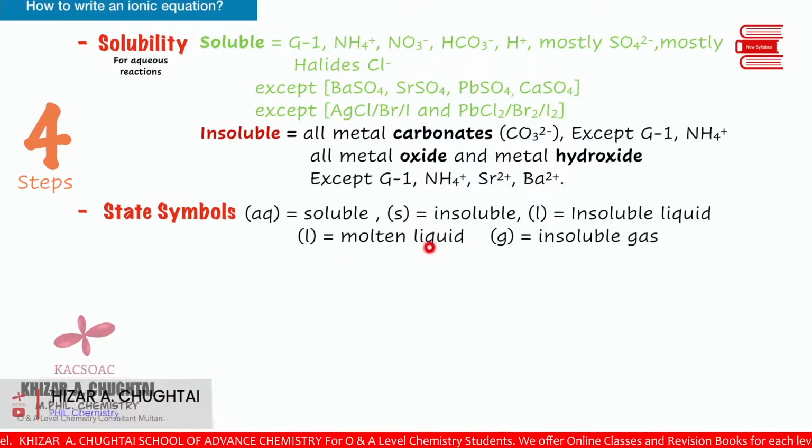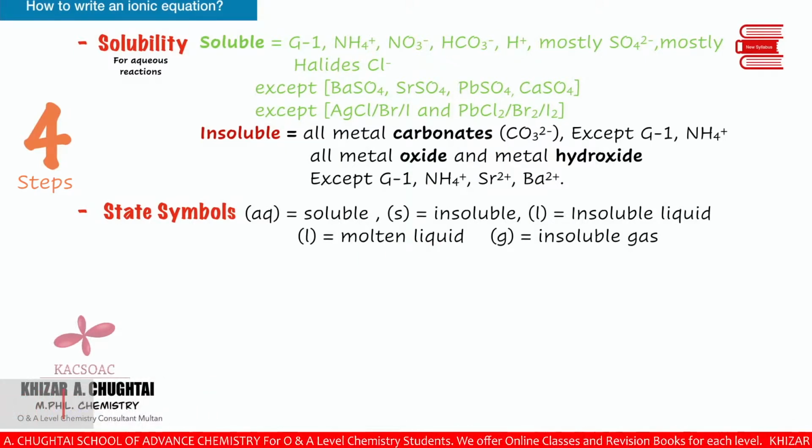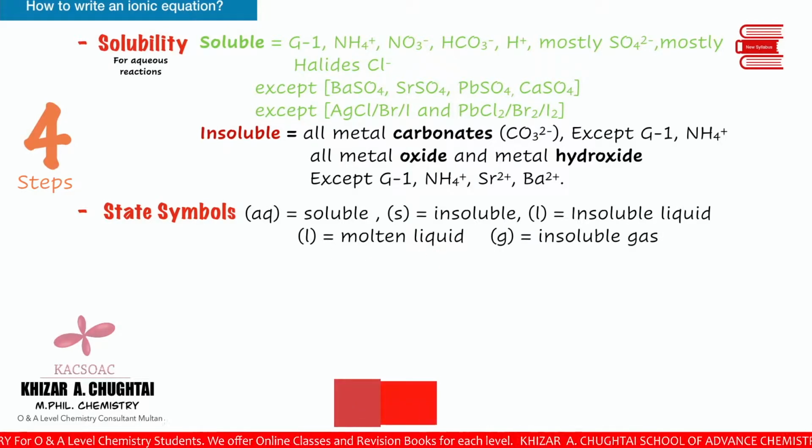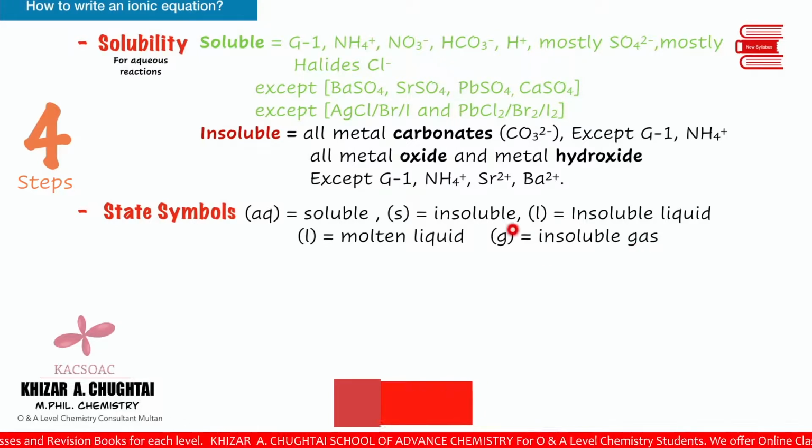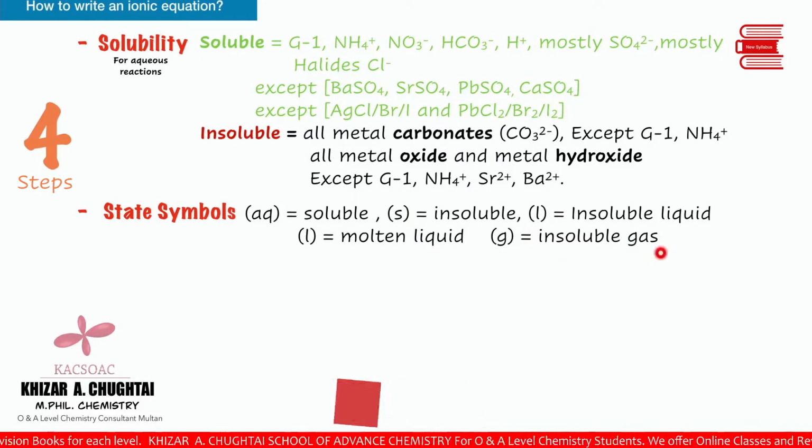The same is the case for molten liquid. Any fused compound is said to be a molten liquid or molten compound, and in the case of a molten liquid, we again mark the liquid state symbol. Gas: if the gas is water insoluble, we write g. If the gas is water soluble, we will mark aqueous.